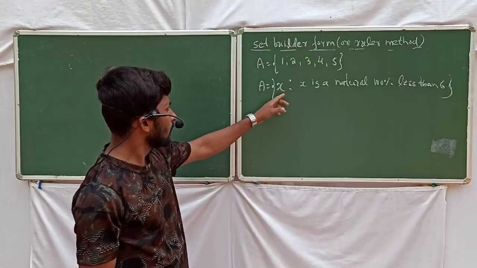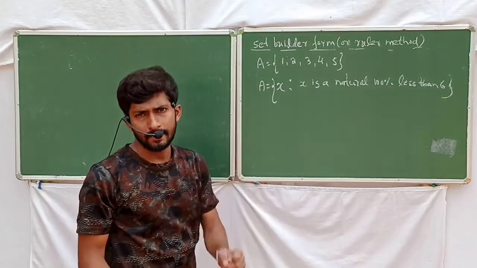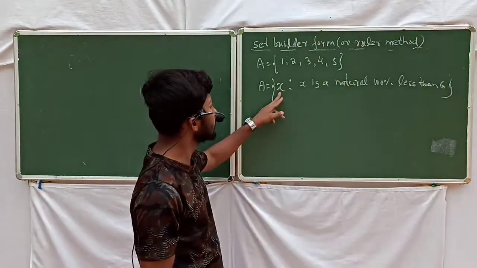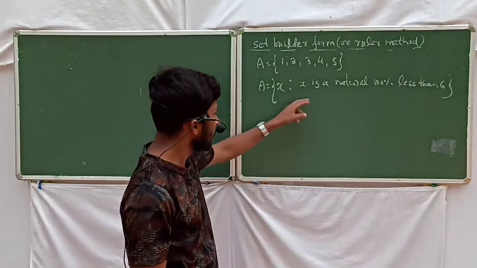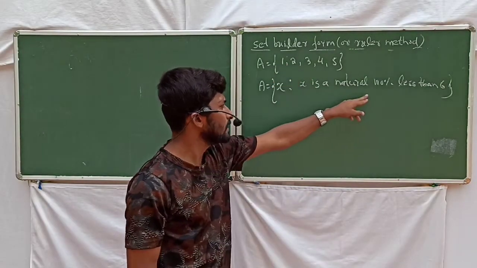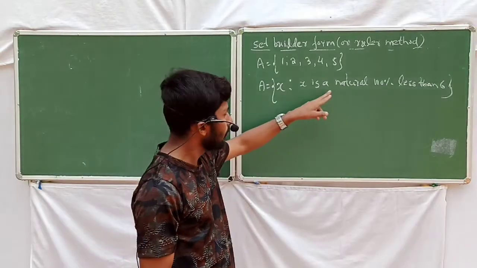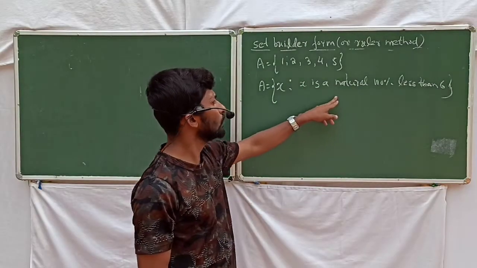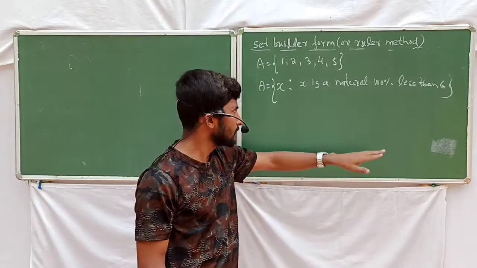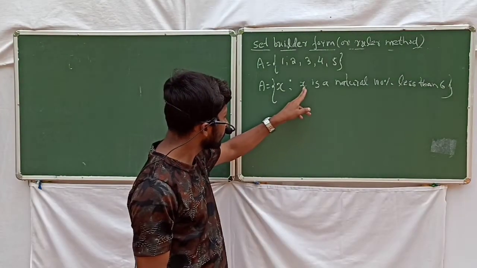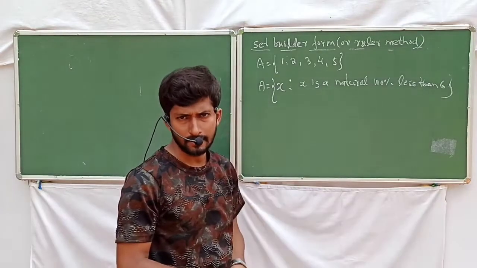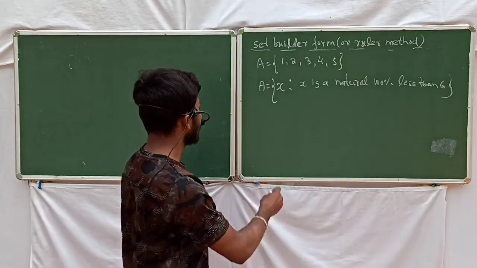Now see, here x is not a single element. This x represents each element of the given set. Now see, x equal to 1. 1 is a natural number less than 6. x is equal to 2. 2 is a natural number less than 6. Similarly, you can take 5. Apply here. 5 is a natural number less than 6. Consider one more example.